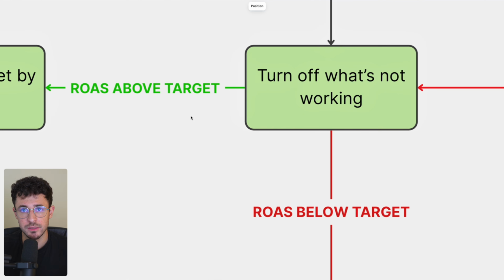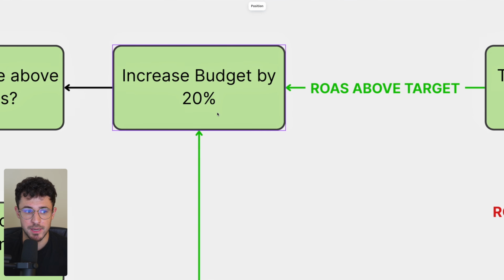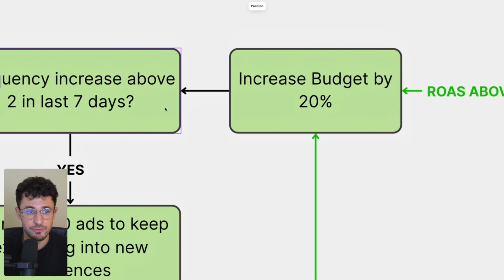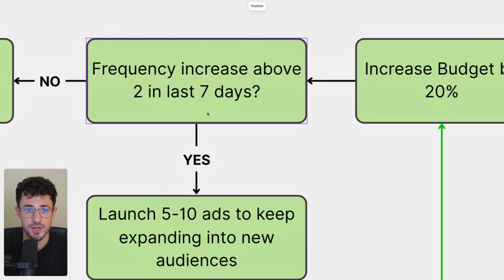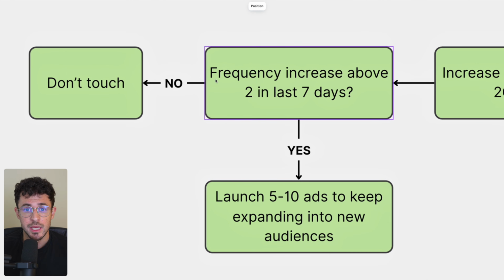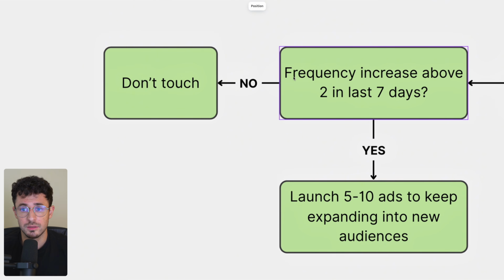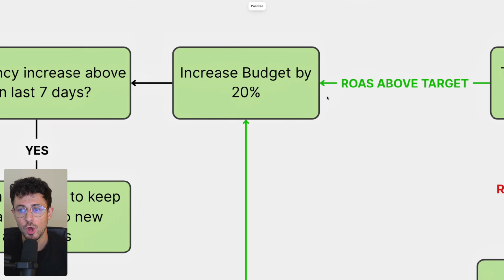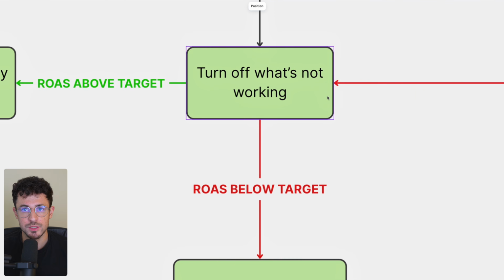If it's above the target, we raise the budget by 20%, and we check if the frequency of the ads that we use has increased and goes above 2 in the last 7 days. If the answer is yes, cool, then it means that we need to launch 5-10 new ads to keep expanding into new audiences and keep the frequency low by testing new angles and everything within the same ad set. If not, if the frequency is good, less than 2, you don't have to touch anything. Just keep it as it is. Just increase the budget.